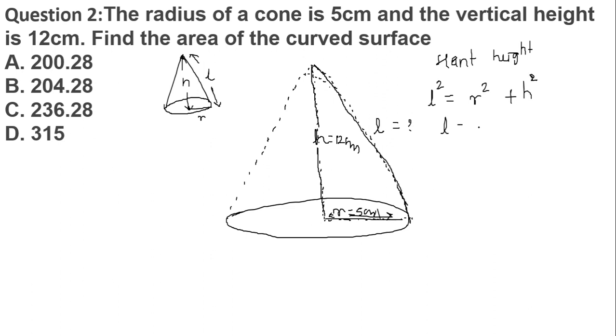So, taking square root on both the sides, L is equal to under root of r square plus h square. From this formula, I'll be able to get the value of the slant height, L. Then I'll put the value of L in the curved surface area formula for the cone, that is pi r L. Then I'll be able to solve the question very easily.